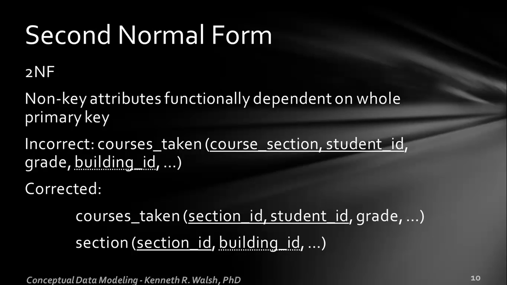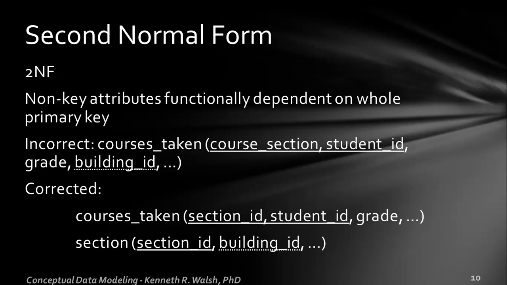Here comes the problem, the building ID. The building ID can be determined by the course section only, right? Because every student in a particular course section is going to meet in the same building. So it won't be different for Bob and Jane; they're taking the same section of the course. So building ID is functionally determined by course section and course section alone. You tell me the course section, I'll tell you what building it's in.